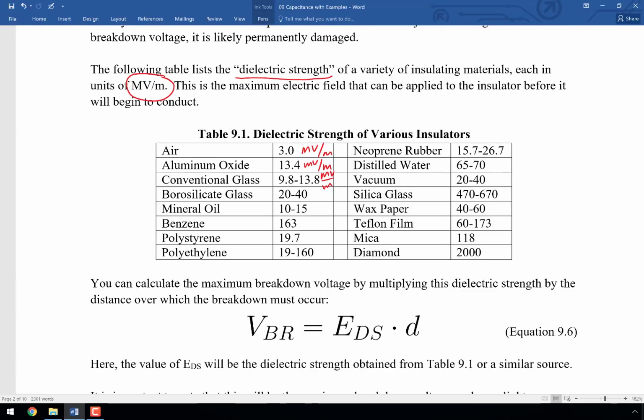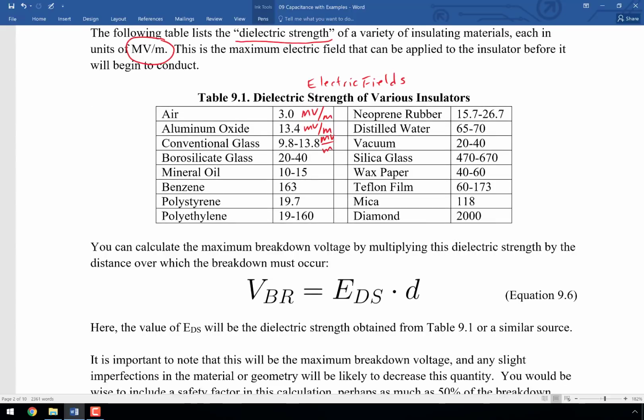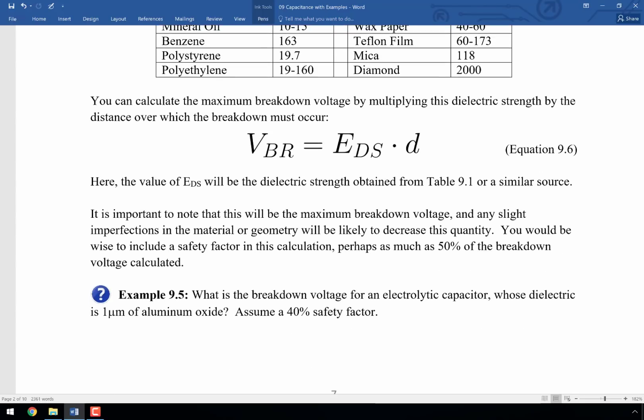Now, as I mentioned to you, these are electric fields. And as we know, voltage is electric field times distance. So whatever the electric field for the dielectric strength is, multiply that by the distance, and that will give you the breakdown voltage. So here the value of E_DS is going to be the dielectric strength from table 9.1. The distance is the distance over which you're measuring that insulator, and then the breakdown voltage will be the product of those two.